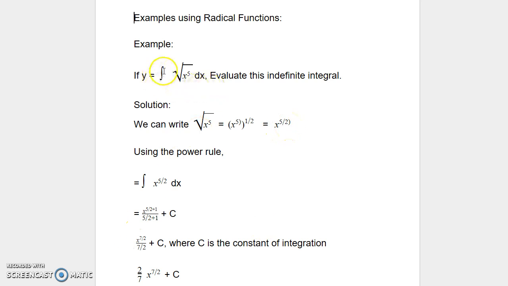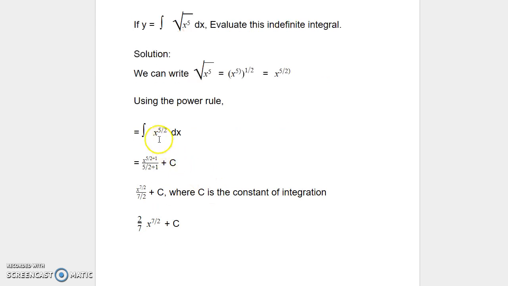Okay, so the integral of the square root of x to the power of 5 dx can be written as the integral of x to the power of 5 over 2 dx. We are going to use the power rule now and then simplify this. The integral of x to the power of 5 over 2 dx, when we simplify that, we can write as x to the power of 5 over 2 plus 1, the whole thing divided by 5 over 2 plus 1, plus c. Whenever we complete the integration process, we're going to add a constant of integration c, as shown here.